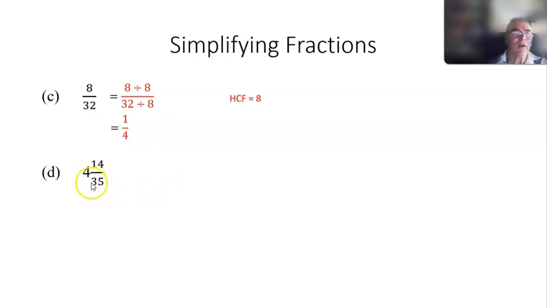Another example, we've got a mixed numeral, but just because we have a whole number out the front here doesn't mean we can't simplify this part of the fraction. So again, let's look for our highest common factor of 14 and 35. It happens to be 7. The highest common factor is 7. So what we now do is our 4 is going to remain unchanged, 4 wholes, and we just do the fraction part. 14 divided by 7 is 2, and 35 divided by 7 is 5. So this fraction here simplifies down to 4 and 2/5.